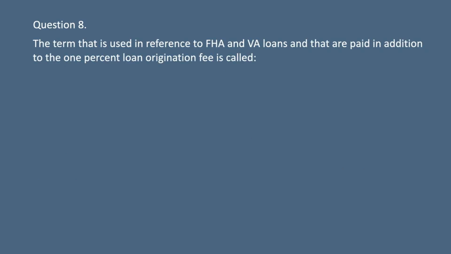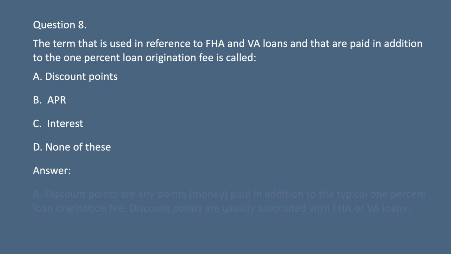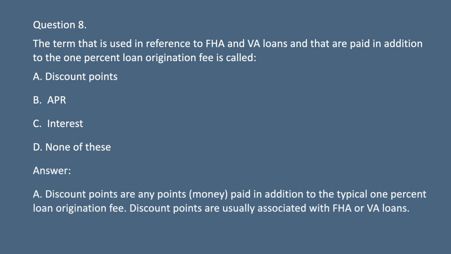Question 8. The term that is used in reference to FHA and VA loans, and that are paid in addition to the 1% loan origination fee, is called A. Discount points. B. APR. C. Interest. D. None of these. Answer. A. Discount points are any points, money, paid in addition to the typical 1% loan origination fee. Discount points are usually associated with FHA or VA loans.